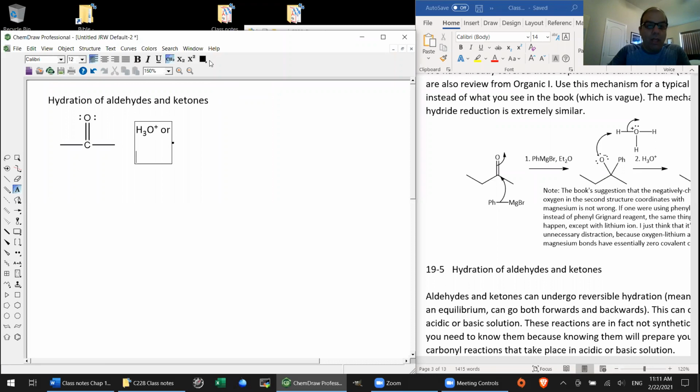And in general, if you treat an aldehyde or ketone with either dilute aqueous acid or aqueous base of any kind, let's say water and hydroxide ion, you could be given sodium hydroxide, potassium hydroxide, or just OH minus, right? They're all one and the same thing. But in either case, the product is going to be the corresponding hydrate of the aldehyde or ketone, which would look a little something like this.